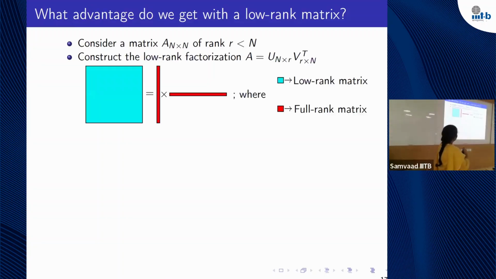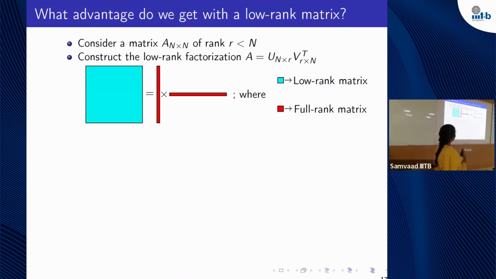Suppose you have a matrix A of size n cross n, and say it has low rank, then it can be factorized as U V transpose. U's size is n cross R, and V transpose's size is R cross n. Here I pictorially represent that. I take a matrix and write its factors U and V. So here U is a thin matrix and V transpose is a fat matrix.